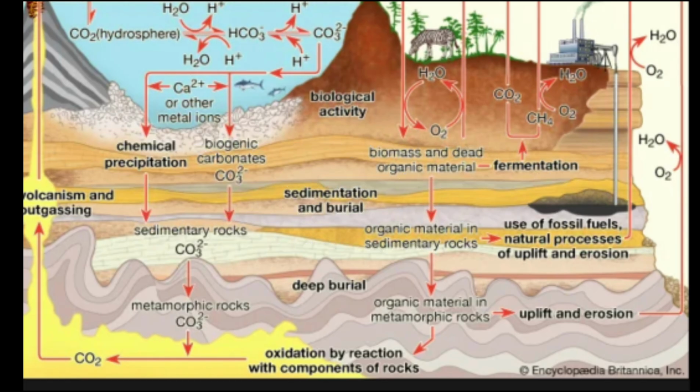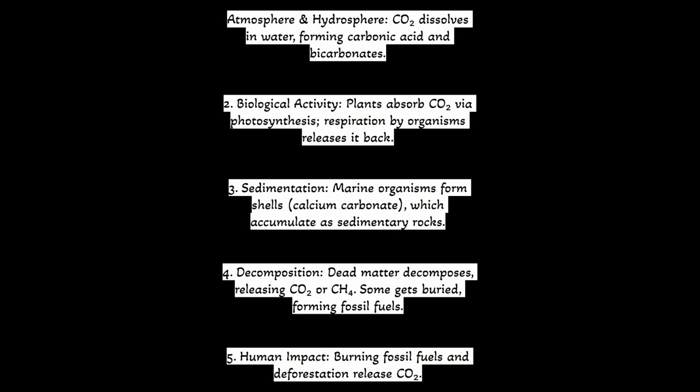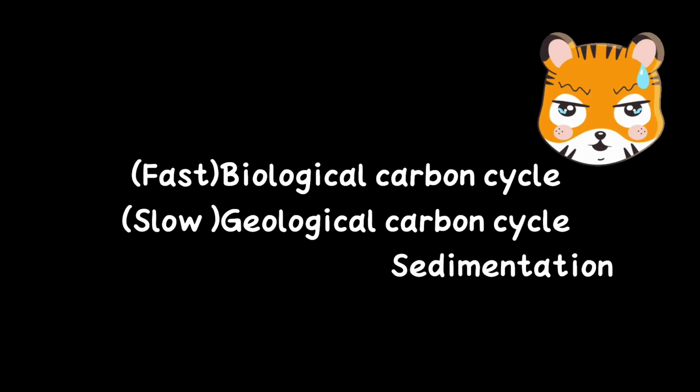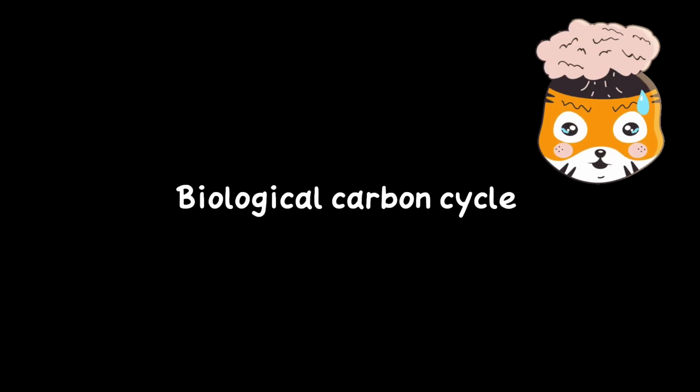Today we are going to learn about the carbon cycle. The carbon cycle is essential for maintaining the balance of carbon in the environment and supporting life on earth. It has two main components, the biological carbon cycle and the geological carbon cycle. The biological carbon cycle is involved in the exchange of carbon among living organisms and the atmosphere.